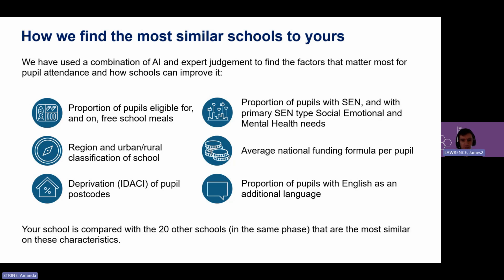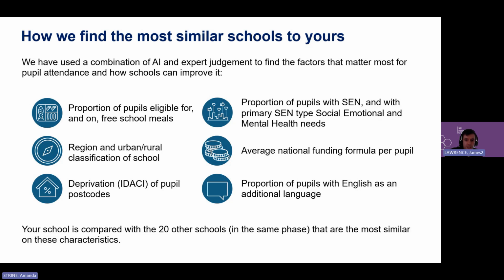The funding rate per pupil doesn't predict pupil attendance directly, but schools with different funding rates will have different options available to them. So we take that into account. And similarly, if a large proportion of your pupils, and therefore probably their parents, have English as an additional language, you may need to approach your attendance interventions differently, and we take account of that as well.